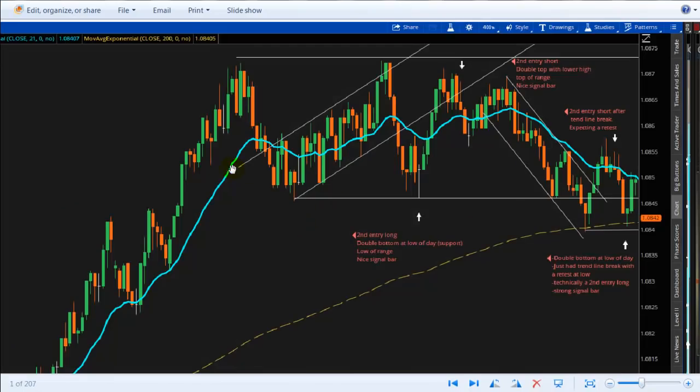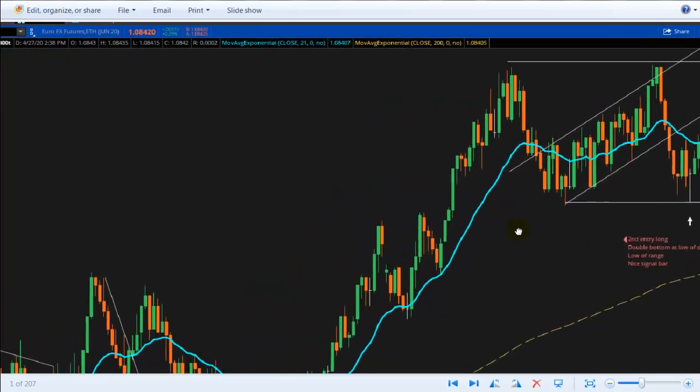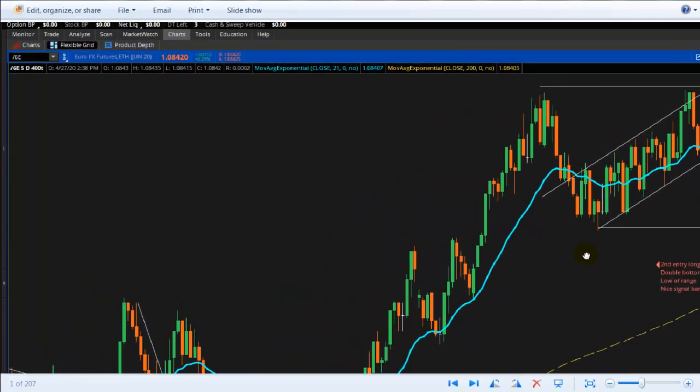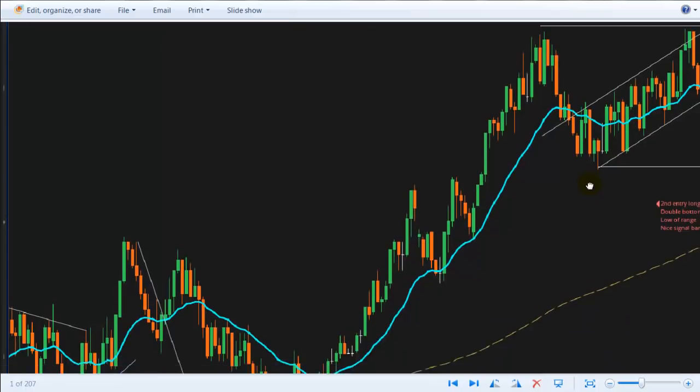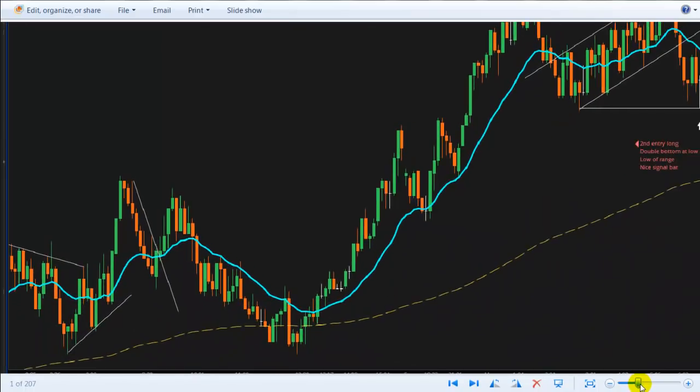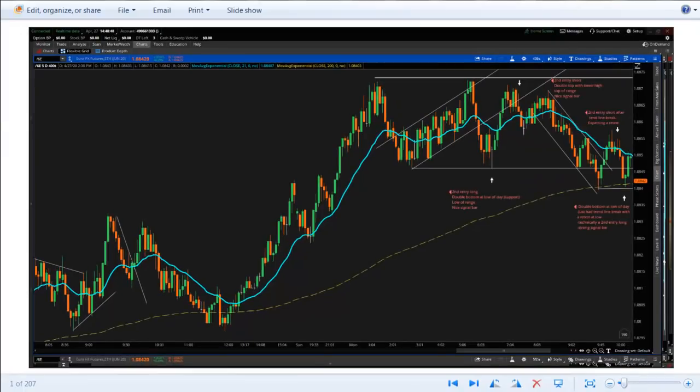All right, I wanted to show this one. I think this is the 6E, I can't remember if this is the Euro. I'm pretty sure it's the Euro, but don't quote me on that. I hadn't traded in so long. I'd never trade Forex, but if you want to trade currencies, this is the way to do it, in the futures.